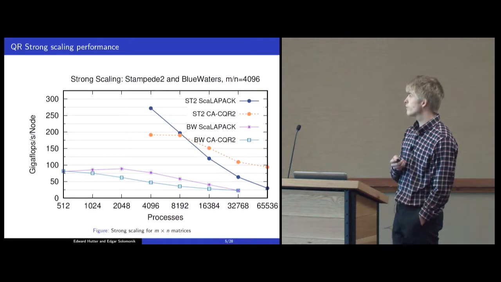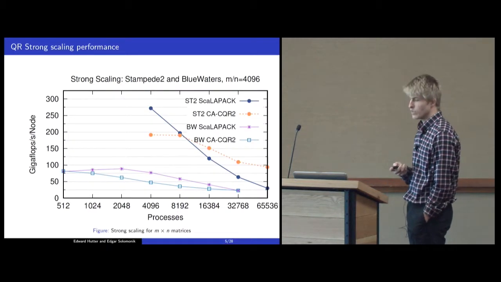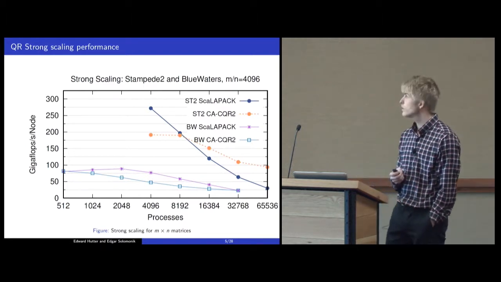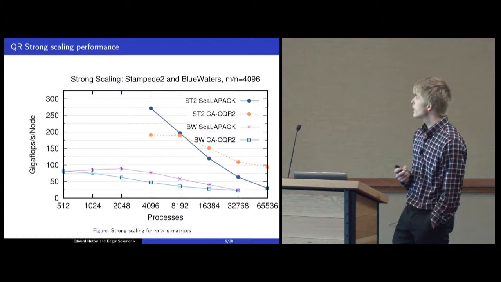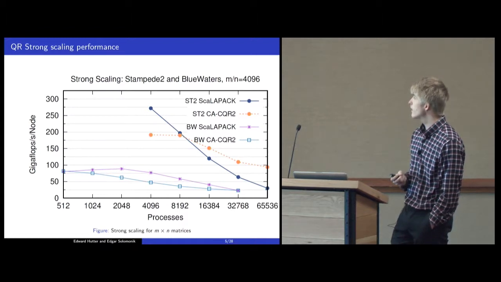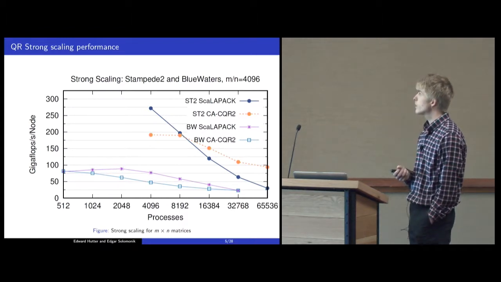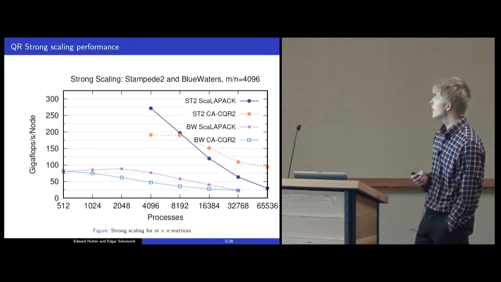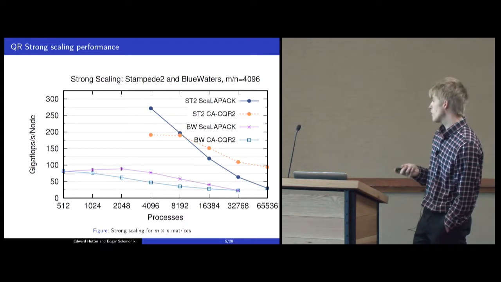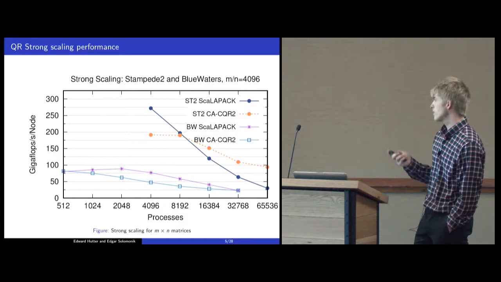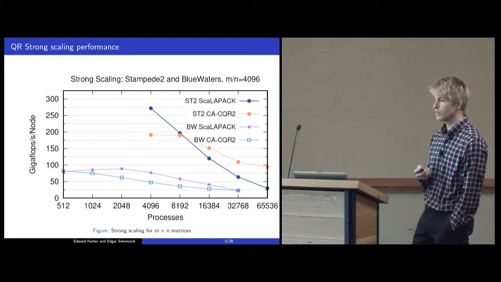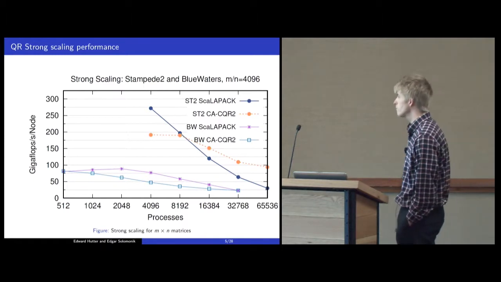So I want to foreshadow these results for our algorithm versus Scalability on both Stampede2 and Blue Waters. And we can easily see that for a matrix that's pretty tall and skinny, so a ratio m over n of 4,096, our algorithm performs around 3.3 times better at 1,024 nodes or 65,000 processes. And it generally performs better starting at 8,000 processes.